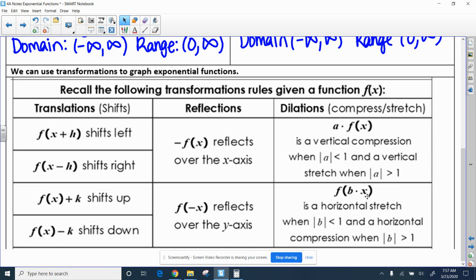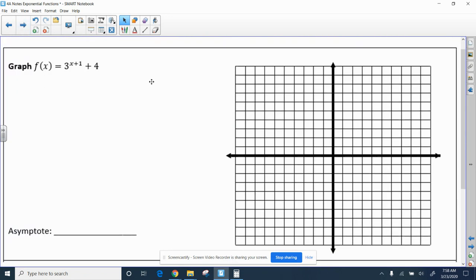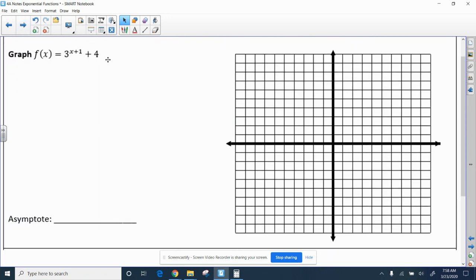And then if the number is multiplied on the inside with the x like this, f of bx is a horizontal stretch when b is less than 1, and a horizontal compression when b is greater than 1. So all of this we know from section 2D, which we did at the beginning of this semester. So now let's apply it to our exponential function.